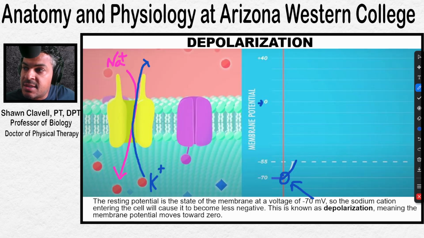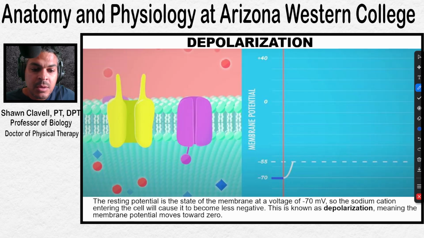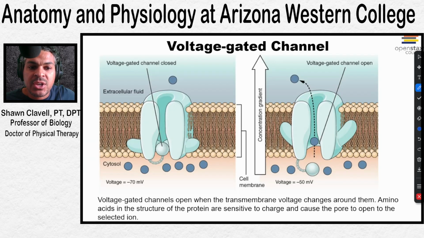Now you can see that this idea is that at negative 55, we hit what's known as a threshold. Now, threshold stimulates a different type of receptor. Threshold will stimulate voltage-gated channels. So you can see here that at rest, we've got a voltage-gated channel at that good old negative 70 millivolts there. But once we hit our threshold, maybe let's say negative 55, negative 50 millivolts, the voltage gated channels open.